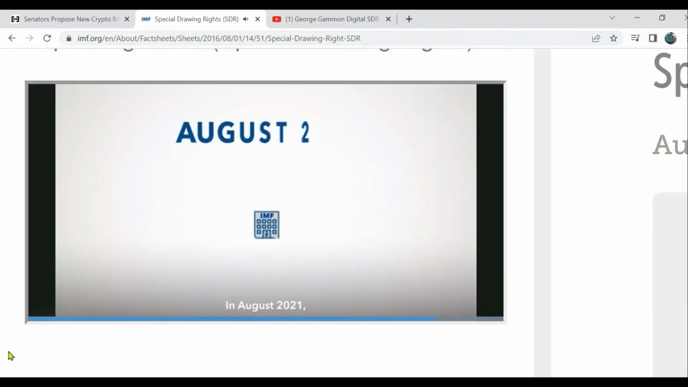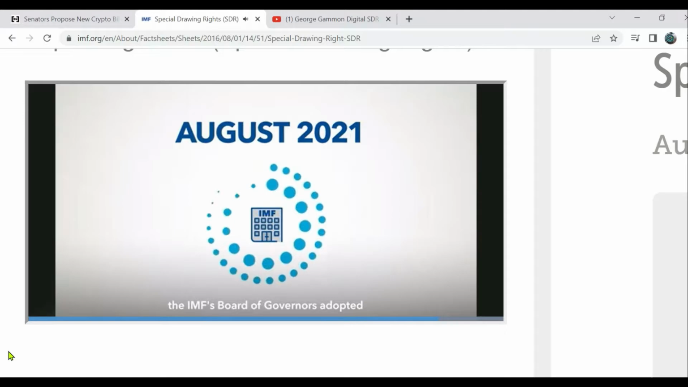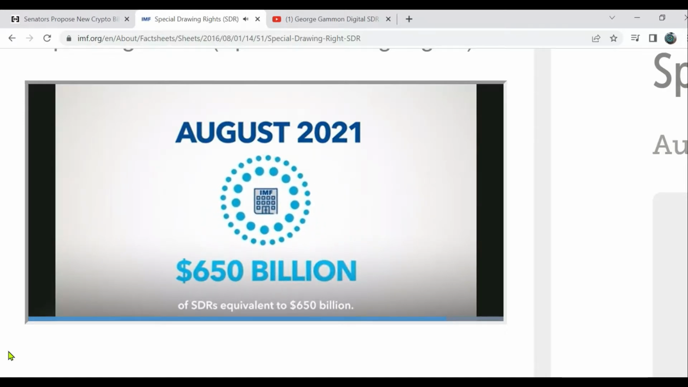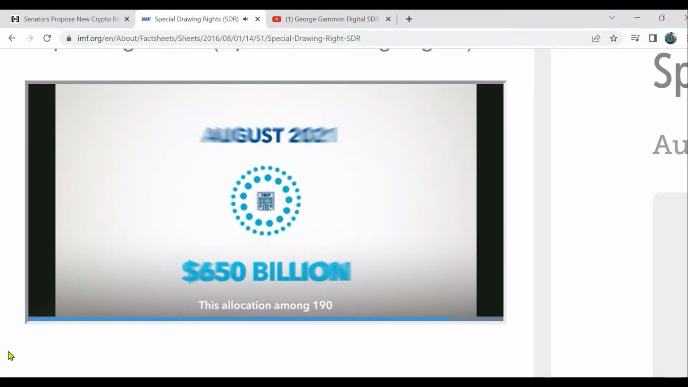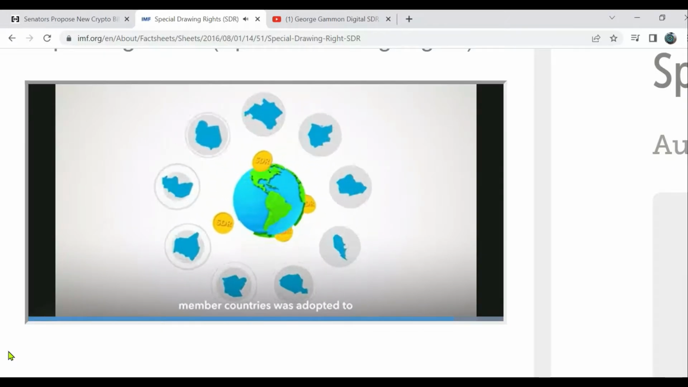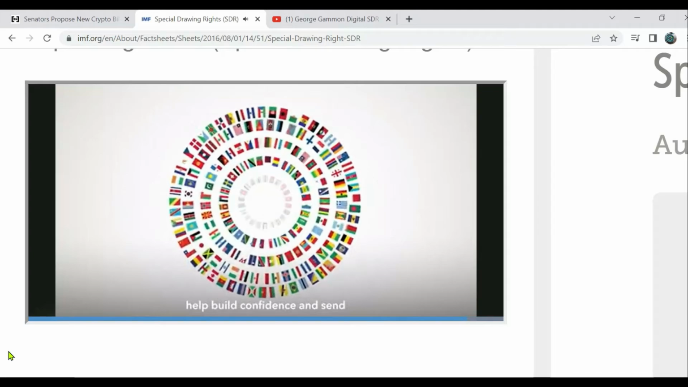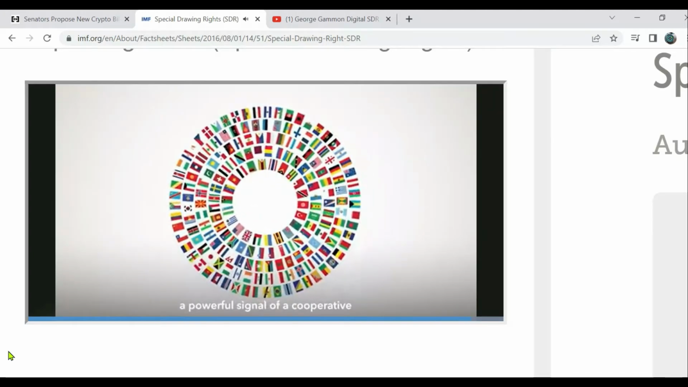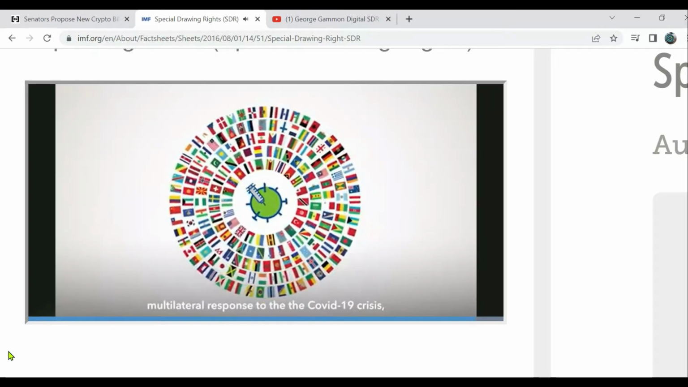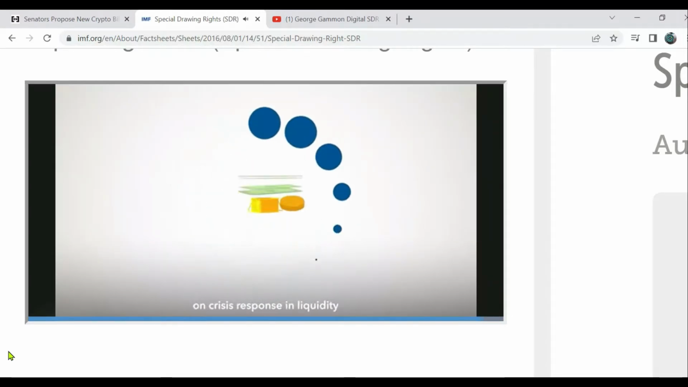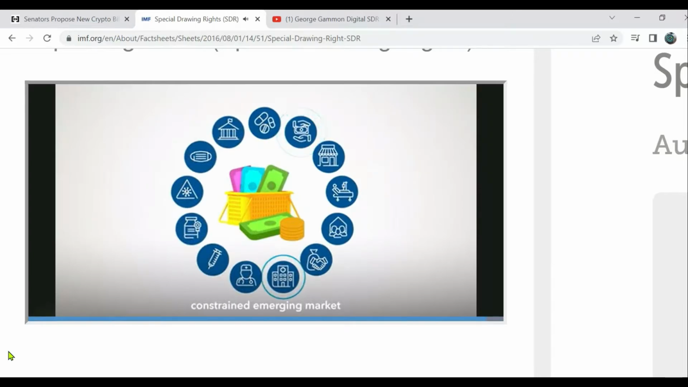In August 2021, the IMF's Board of Governors adopted the largest ever general allocation of SDRs, equivalent to $650 billion. This allocation among 190 member countries was adopted to help meet the long-term global need to supplement reserve assets. Another important objective was to help build confidence and send a powerful signal of a cooperative, multilateral response to the COVID-19 crisis, including providing more scope for spending on crisis response in liquidity-constrained emerging market and developing economies.